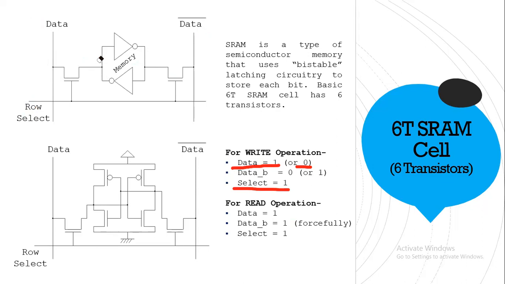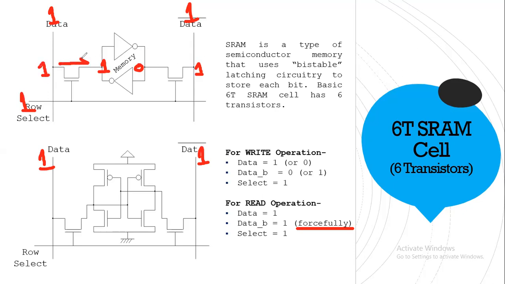Now come to the read operation. For the read operation, there is a small trick. You have to give 1 here and 1 here forcefully. You have to give both of them 1. If you give both of them 1, that means no pair of one and zero will be there. So if there was 1 inside previously and this was 0 previously, what will happen? Here you have 1, here you have 1. So there will be no current flow in this section, right?